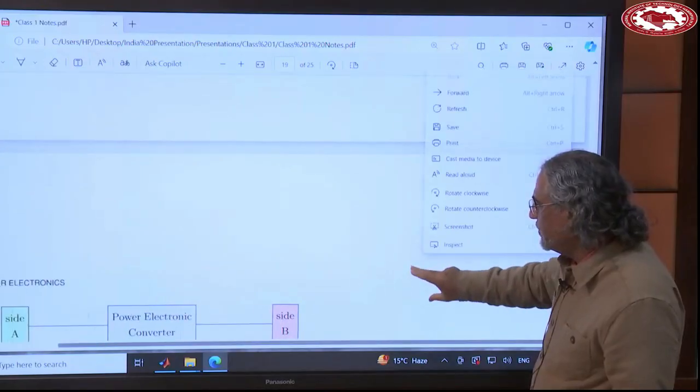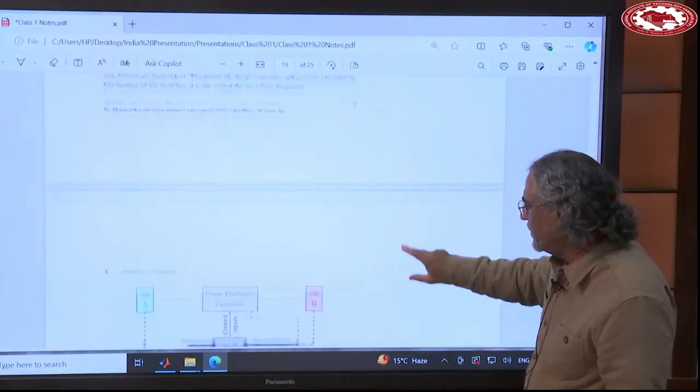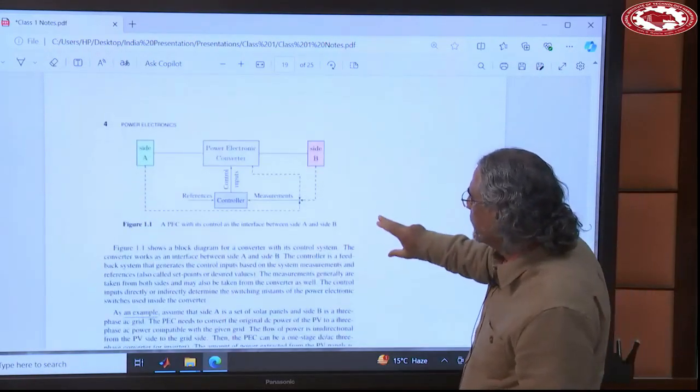So this diagram, I'm sorry, I have to learn a little bit how to go forward.